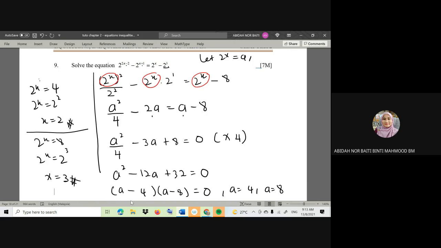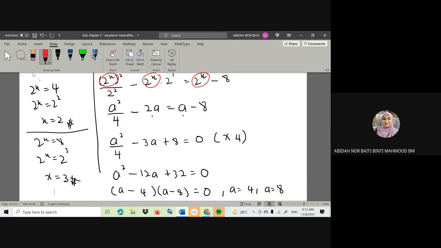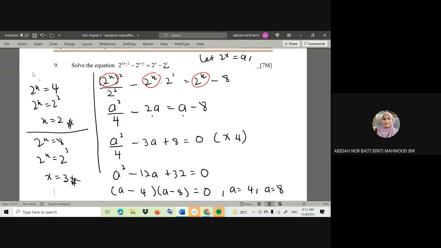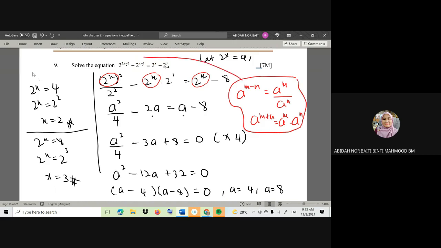Okay, apply rules of indices untuk tolak dengan tambah tu, ya. A power m minus n is a power of m over a power of n, divide. A power of m plus n equal a power of m times a power of n. Okay, apply rules of indices, ya. Dekat sinilah ni dengan ni. Apply rules of indices.